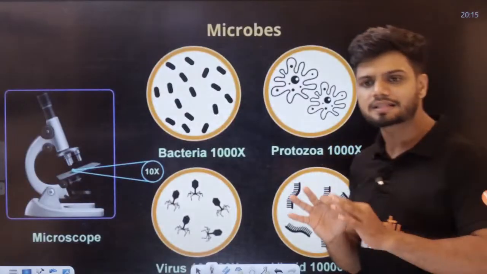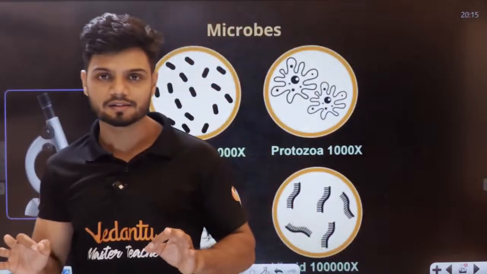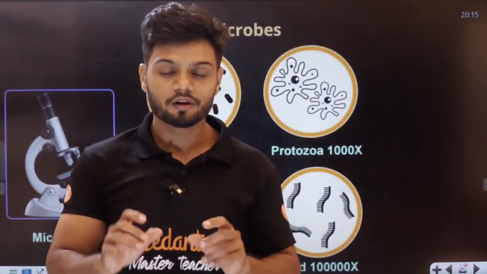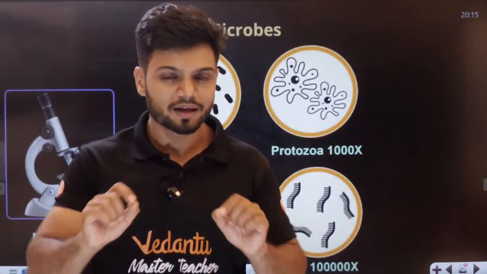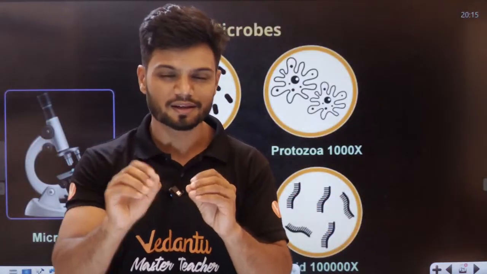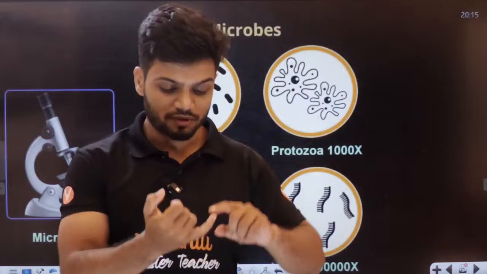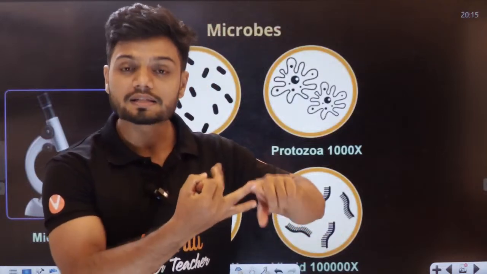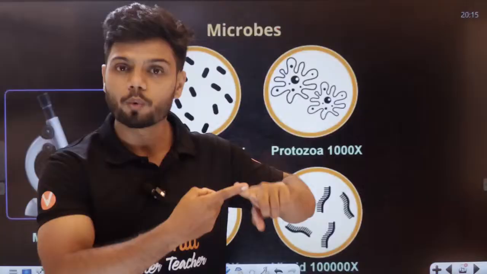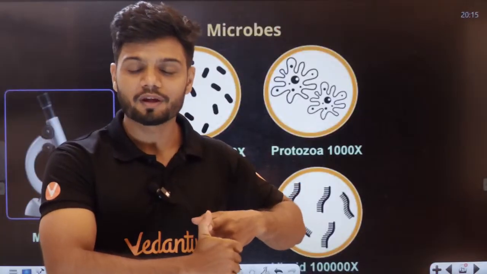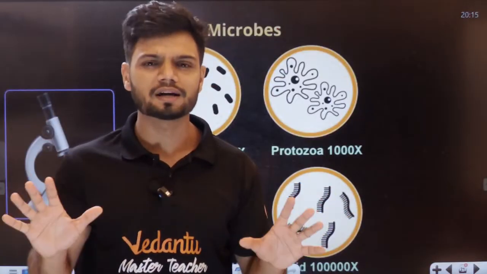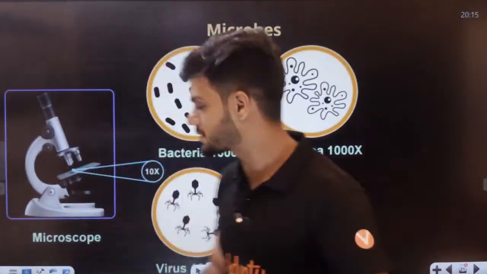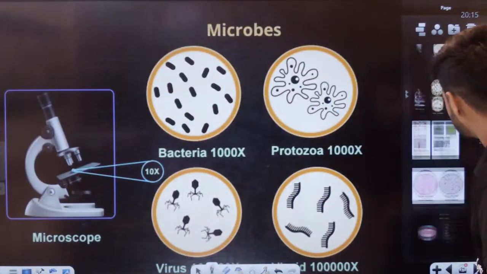So next time when someone says microbes, you need to start thinking of any organism whose size is very tiny. We have bacteria, we have fungus, we have prions, protozoans, viroids. All of these, students, are microbes.